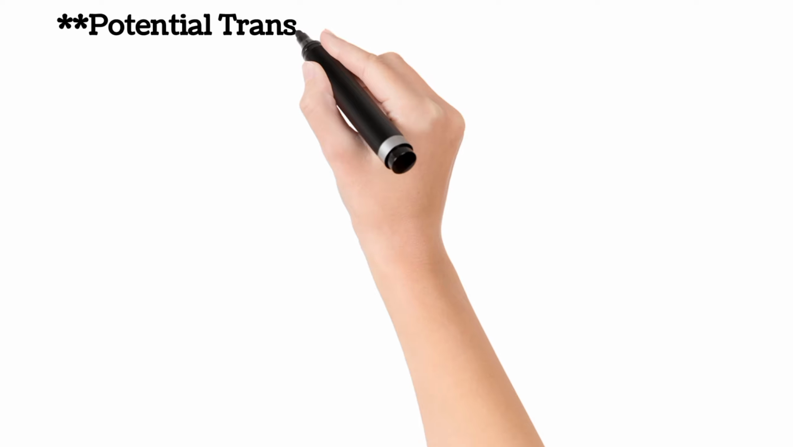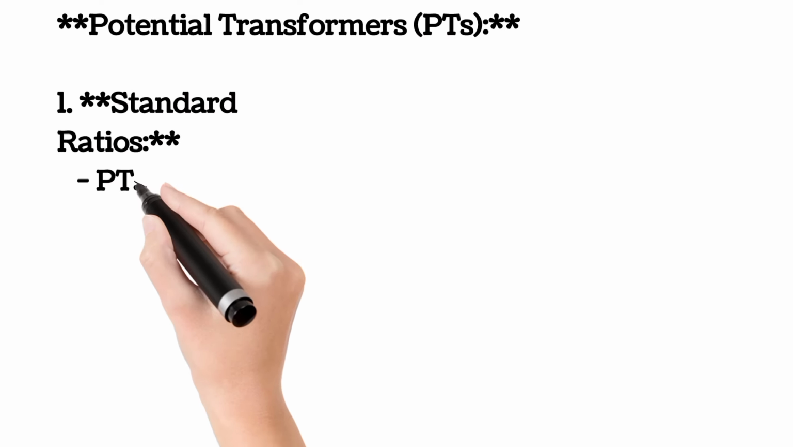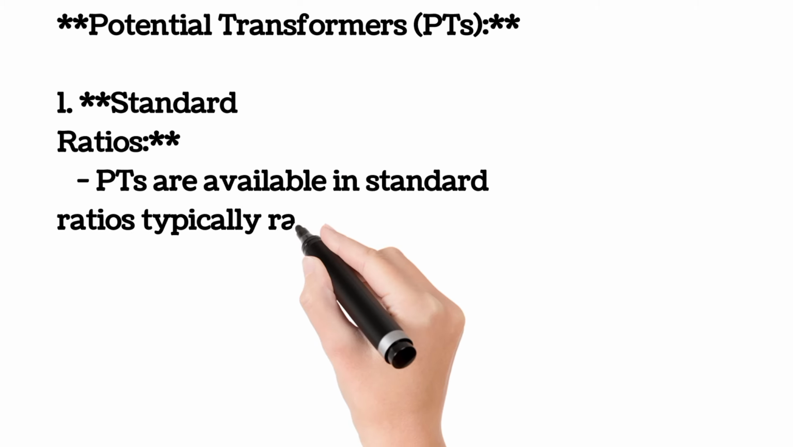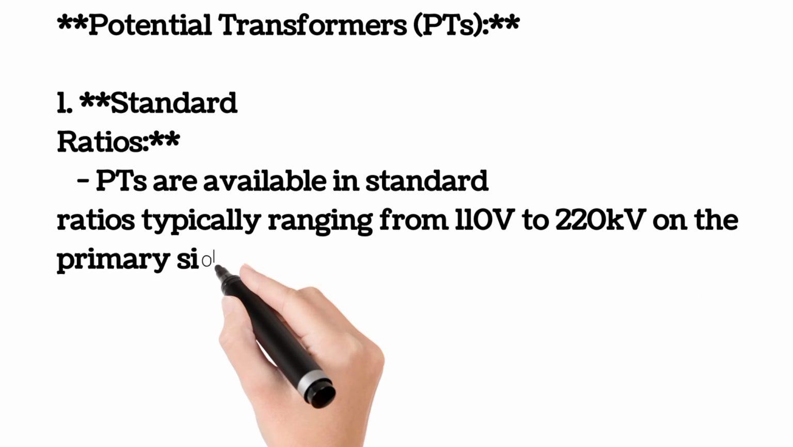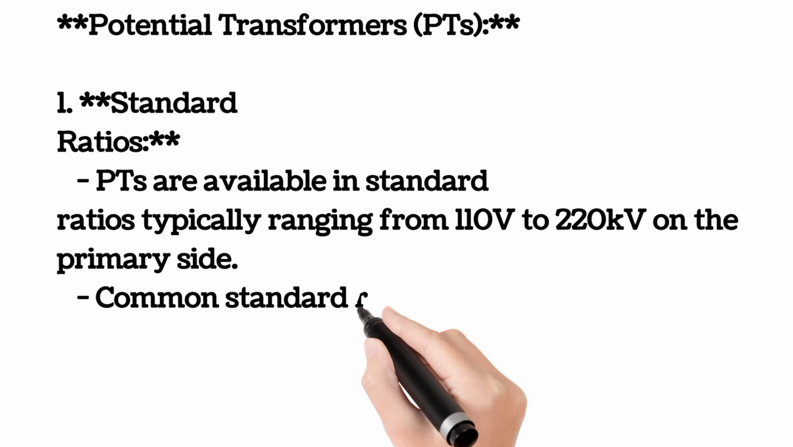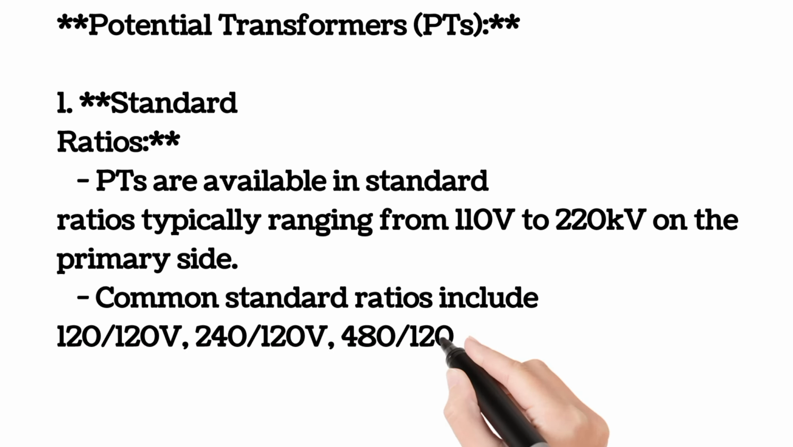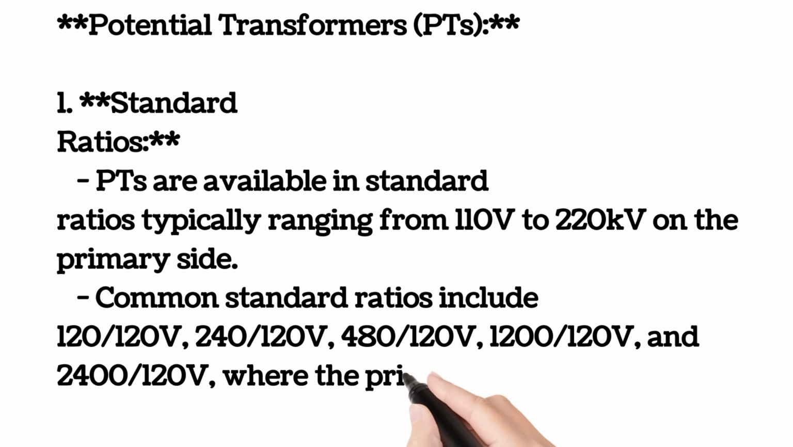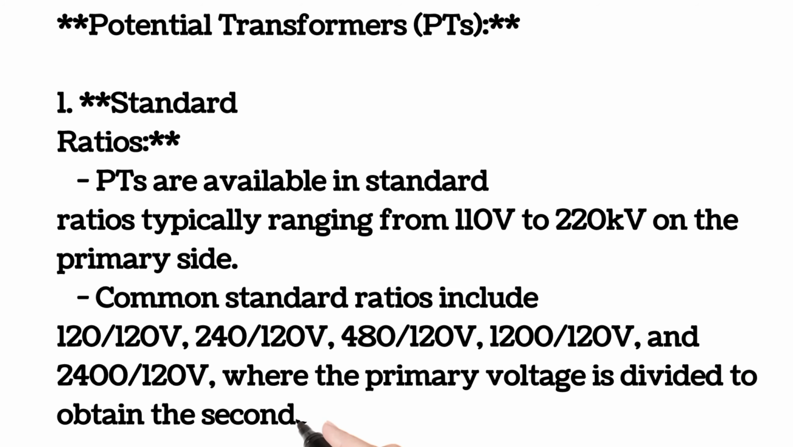Potential transformers, PTs. 1. Standard ratios. PTs are available in standard ratios typically ranging from 110 volts to 220 kV on the primary side. Common standard ratios include 120/120 volts, 240/120 volts, 480/120 volts, 1200/120 volts, and 2400/120 volts, where the primary voltage is divided to obtain the secondary voltage.